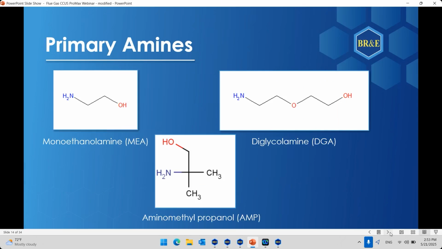Now, an example of a primary amine is, as I mentioned, monoethanolamine, so MEA, or AMP, which is actually a primary amine, but it's a sterically hindered amine. You see the molecule is quite big. So that's AMP.